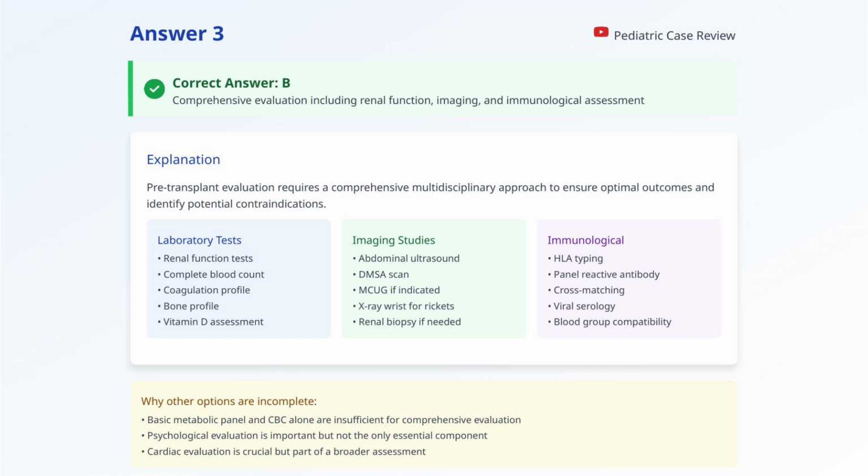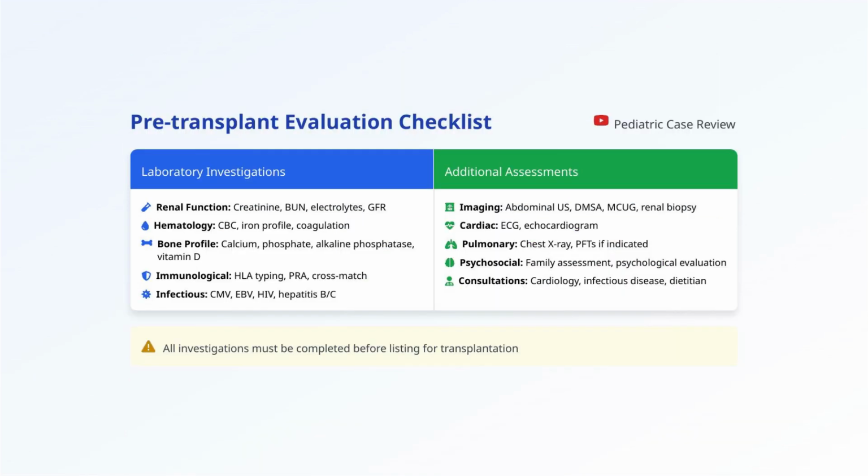The other options are incomplete because basic metabolic panel and CBC alone are insufficient. Psychological evaluation is important, but not the only essential component, and cardiac evaluation is crucial but part of a broader assessment. This comprehensive pre-transplant evaluation checklist includes all essential investigations required before listing a child for renal transplantation.